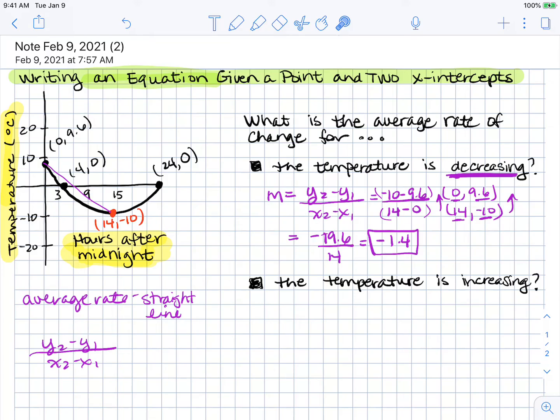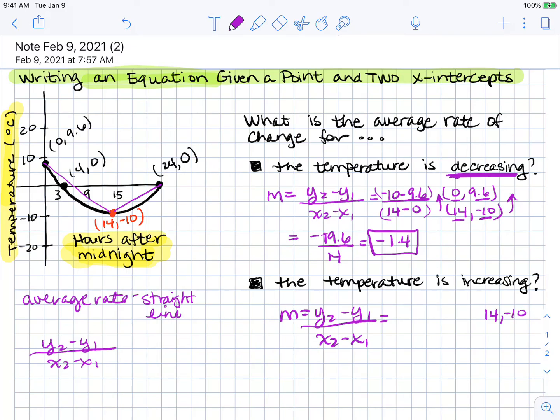If I want to know where the temperature is going up, so I'm looking at my graph and it's going from a low temperature and going up to a higher temperature here. So it started at negative 10 degrees, it's going up to 0 degrees, and I want to know what the average rate is for this increasing interval. So again, I'm doing the straight line, so I'm going to just draw this line and I'm doing the slope of that line. And so I have m equals y2 minus y1 over x2 minus x1. And I have these 2 points of 14 and negative 10.